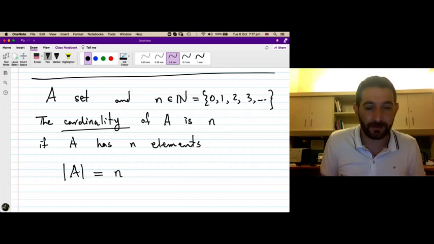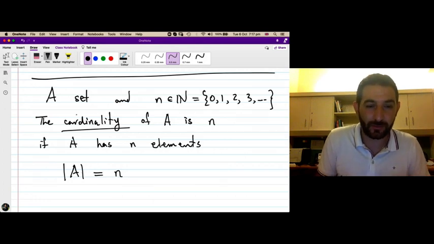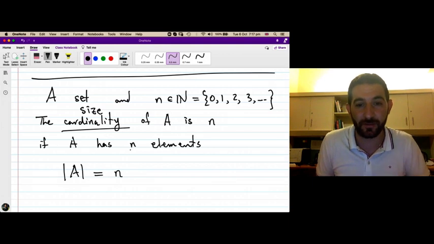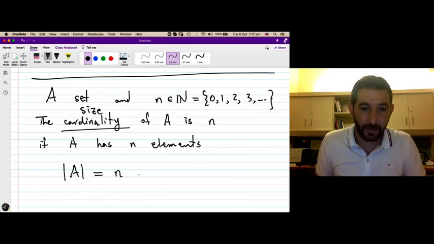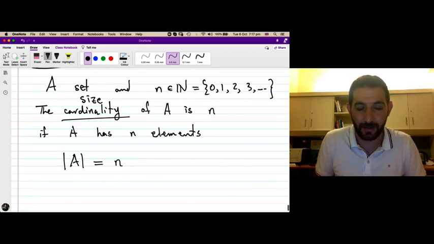So the vertical bars mean the cardinality of A is n. Again, what do we mean by the cardinality? We mean the size of the set, or the number of elements in the set. If the set A has n many elements, then we say that A is finite.